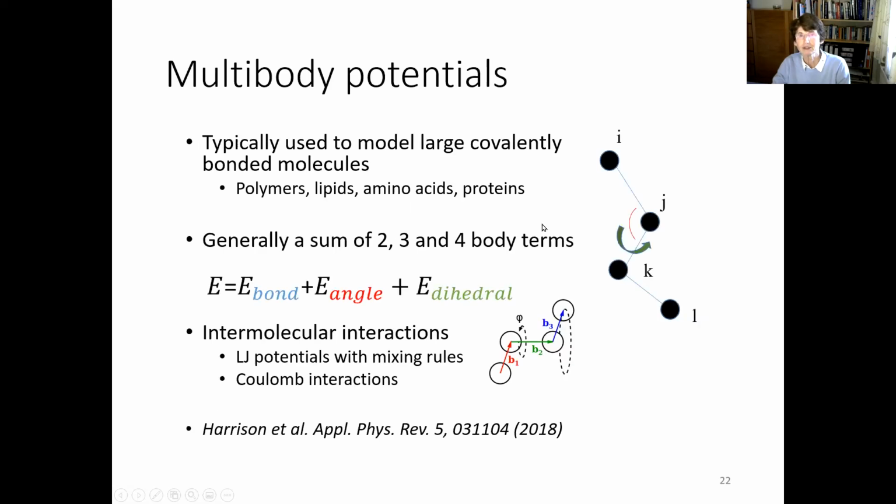So we use different types. When I talk of multi-body potentials, I mean potentials that can be written as 2-, 3-, and 4-body terms. The common ones are large covalently bonded molecules, which are important in polymers, proteins, lipids, and amino acids. Basically all the bio modeling uses these types of potentials. There are sums of 2-, 3-, and 4-body terms. 2-body terms mean bond stretching, so interaction between two atoms, strangely enough.